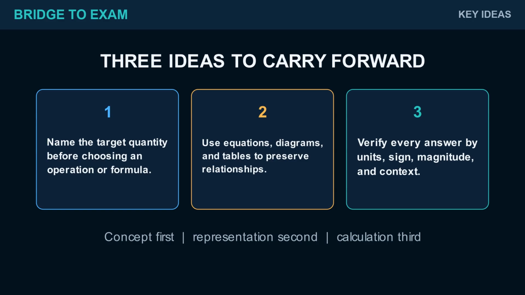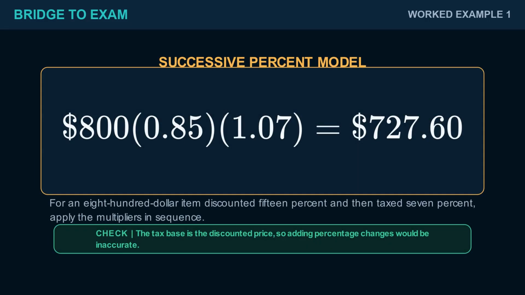3 ideas organize the lesson. First, name the target quantity before choosing an operation or formula. Use equations, diagrams, and tables to preserve relationships. Verify every answer by units, sign, magnitude, and context.